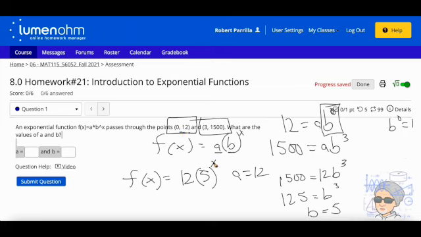Putting 0 in here, obviously that's going to disappear and become 1. Okay, you get your f of x is 12. Putting 3 here, 5 times 5 times 5 is 125, and 125 times 12 is in fact 1500. So you're done. In this case, a is 12, and b is 5. I'm going to put that in, submit it.